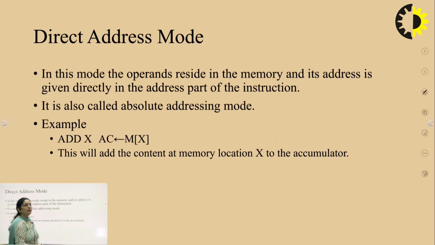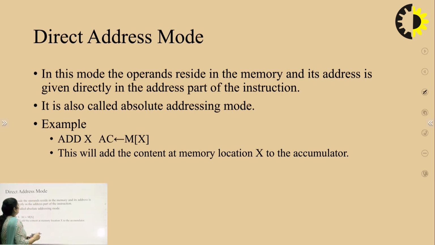So next is the direct address mode. Earlier we discussed implied mode, where the operand is implied inside the instruction only. Then we had immediate mode, where the constant value was specified. Next, we had the register direct mode, where the value of the operand is inside the register. Next, we had register indirect mode, where the register specifies the memory location where my operand is residing. Next, I am having the direct address mode.